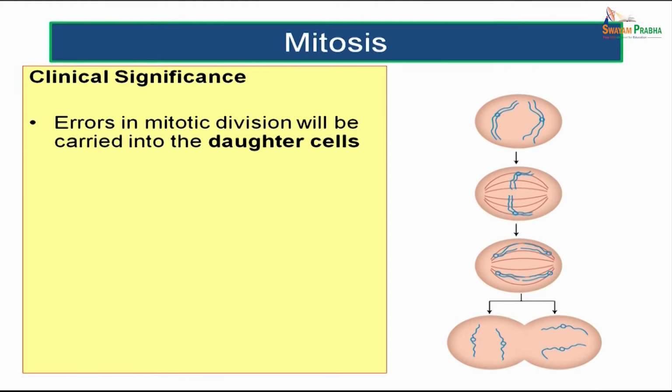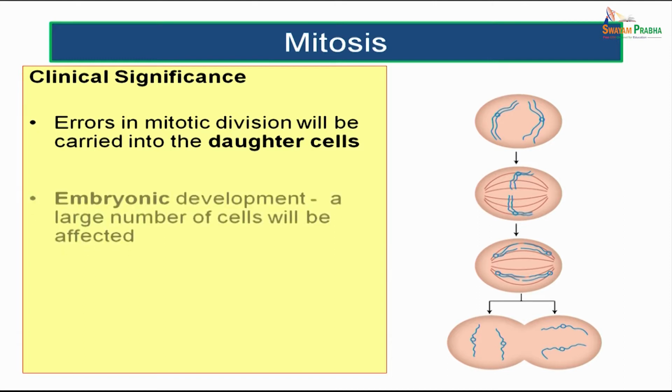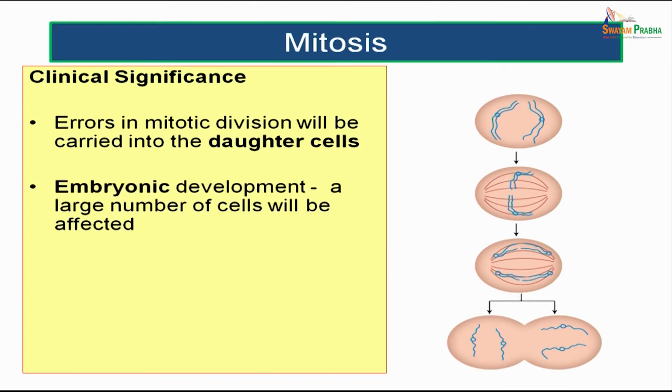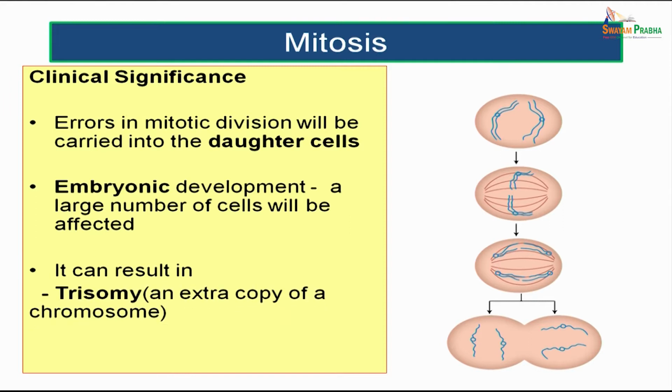Suppose there is an error in mitotic division during this process, this error will be carried on to the daughter cells. So, if this is happening during embryonic development, a large number of cells will be affected, because that is the time when newer cells are formed. So, what will happen if these cells are affected?